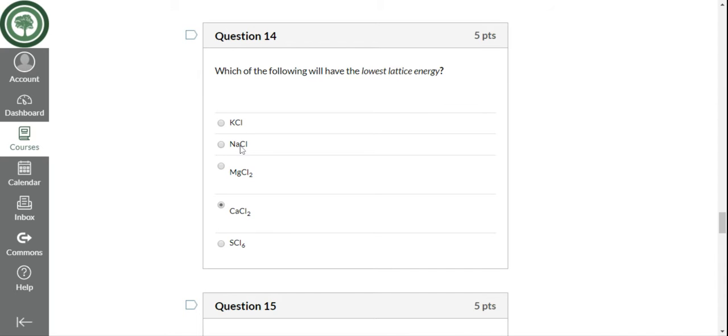It's going to be potassium or sodium. But then to go even lower between the two, we want a larger atom. So potassium ions are larger than sodium. We know that because it's further down on the periodic table. And so since the bond length is further, it makes the lattice energy lower.